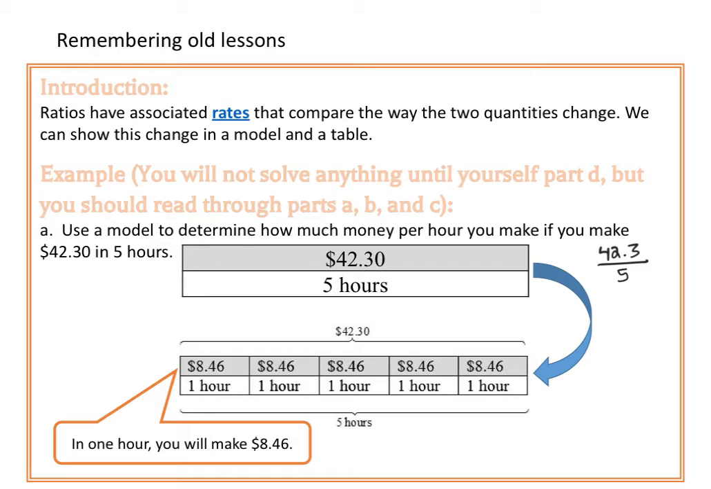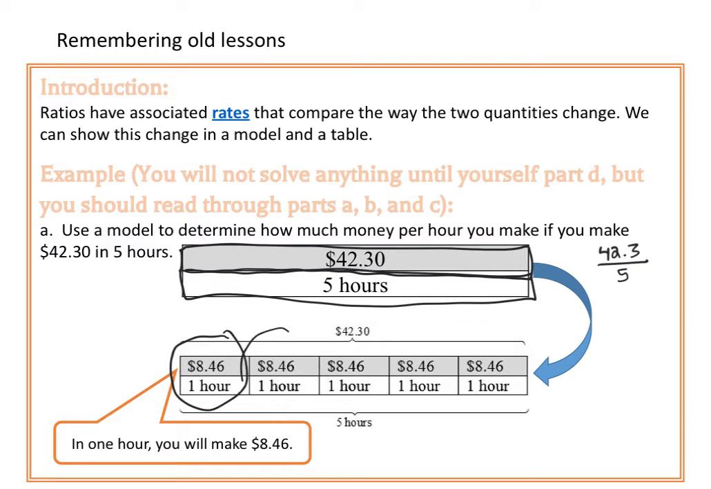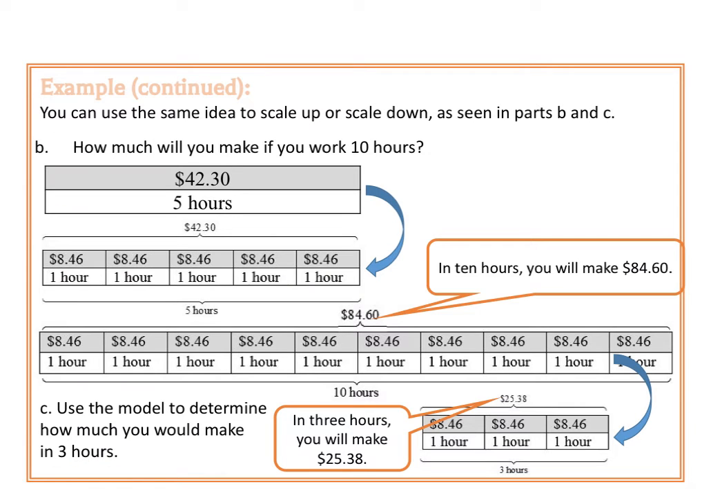But you can also look at it in these models, where you have your whole group being 42.30, and then another whole group being 5. And if you split each of those whole things into 5, there's 1, 2, 3, 4, 5. It's that same act of division. And it gets us to our unit rate of $8.46 in 1 hour. So this is just another slide that you'll see exploring that.